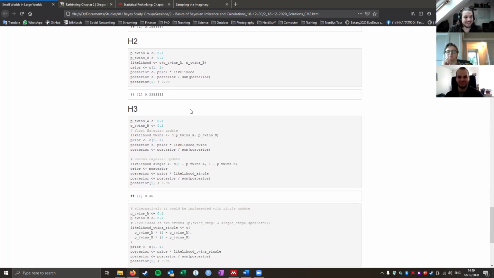Yeah, but with that, quite intuitively, you arrive at a probability of belonging to species A which is lower than belonging to species B, because you have observed the birth of twins, but species A has the lower probability of giving birth to twins than species B.